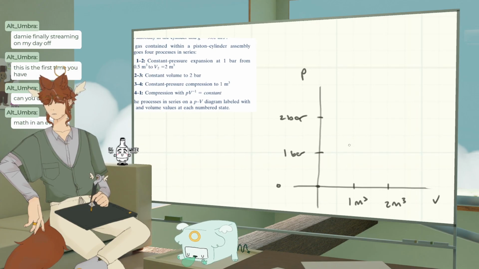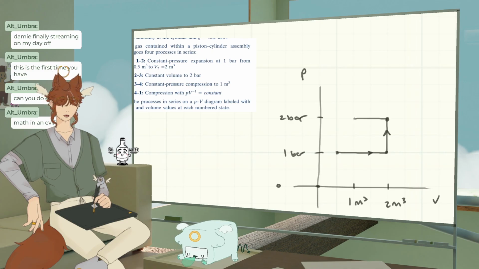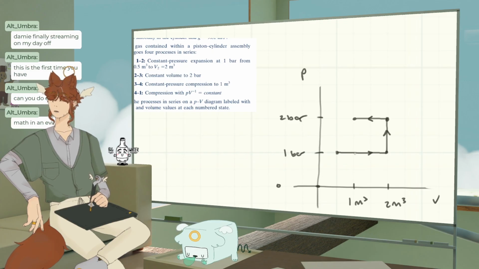Process 1 to 2. Okay, so from V equals 0.5 to V equals 2. So this way. And then constant volume to 2 bar. Yeah. Okay, constant pressure compression to 1 meter cubed. Okay. Compression with PV to the 1, V inverse constant. PV inverse constant. What does that mean?